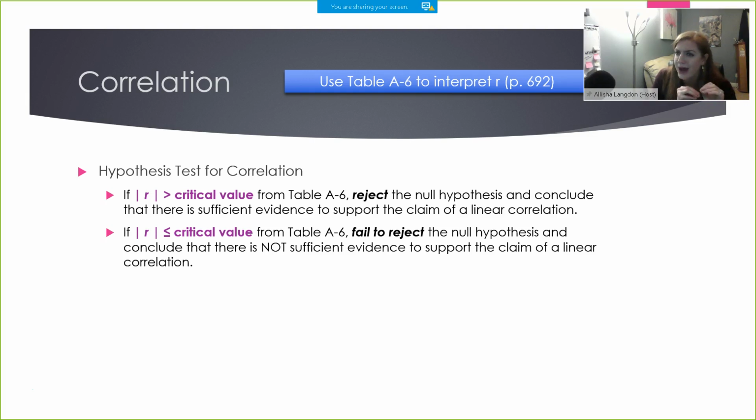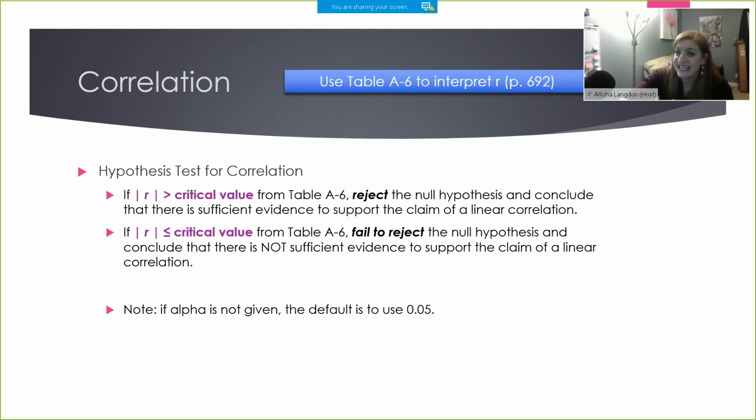However, if your absolute value of R is less than or equal to your critical value, you have to fail to reject the null hypothesis and conclude that there is not sufficient evidence to support the claim of a linear correlation. Basically, it's not looking very linear. It's too spread out. So the data isn't straight enough to fit that line. It's not going to work. Okay, that's essentially what we're doing here. We're trying to decide, does it fit that straight line, or does it not? Is the data too spread out?